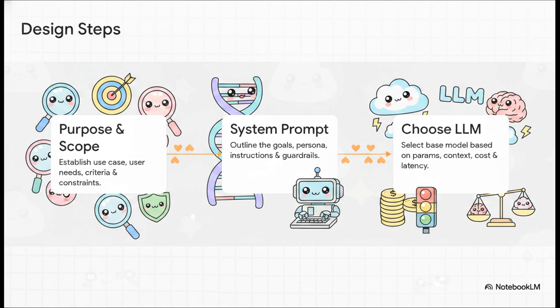Once you've nailed that down, step 2 is designing your system prompt. Now, this isn't just some basic command. This is literally the DNA of your agent. It establishes the persona, the goals, and those vital guardrails that keep the AI from going totally off track.